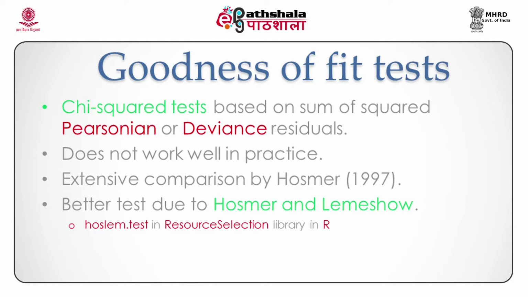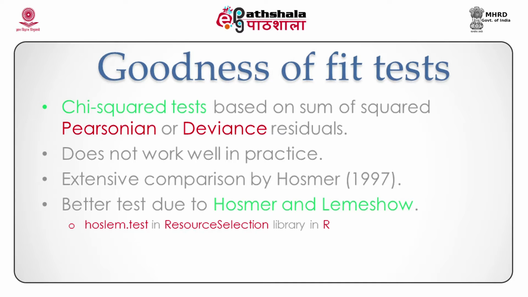So one summary test which is available to us is to use chi-squared tests based on the sum of squared Pearsonian or deviance residuals. However, this test does not often work well in practice, and there are extensive comparisons on this which have been shown by Hosmer in his 1997 book. A better test has been proposed by Hosmer and Lemeshow, and to implement this you can use the hoslem.test function in the ResourceSelection library in R.